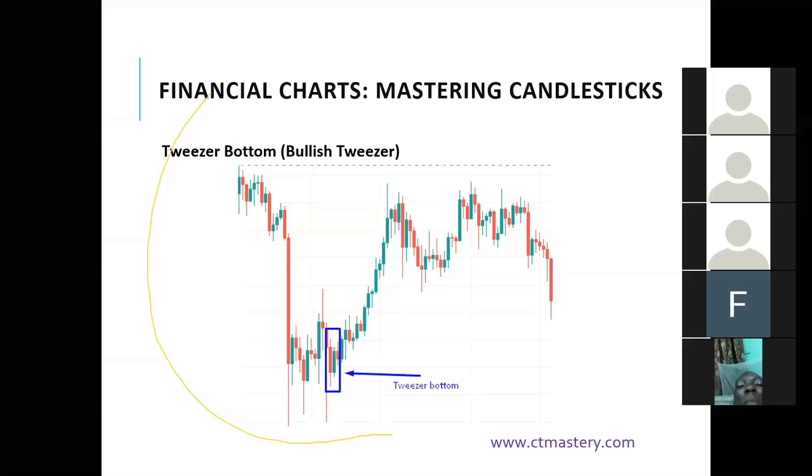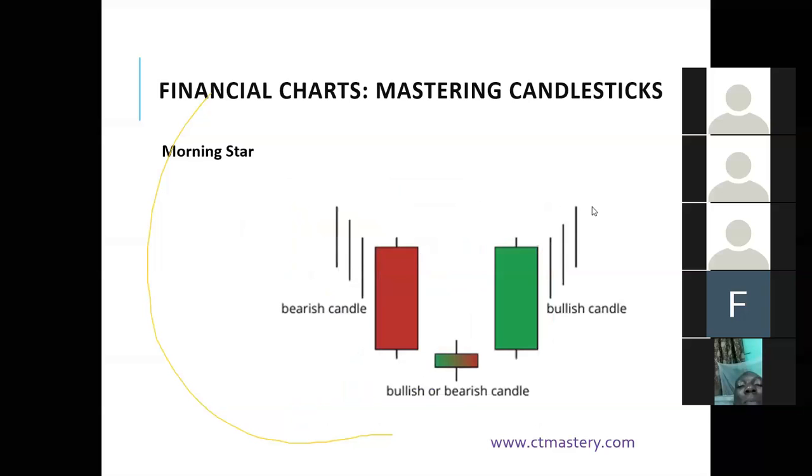So let's go to the last two, which are the morning star and the evening star. Now the morning star is made of 3 candles. The morning star is considered a strong bullish reversal candlestick pattern, especially if it occurs at the bottom of a downtrend. It consists of 3 candlesticks. The first candlestick is a bearish candlestick with a large real body, showing that the bears are in control of the market.